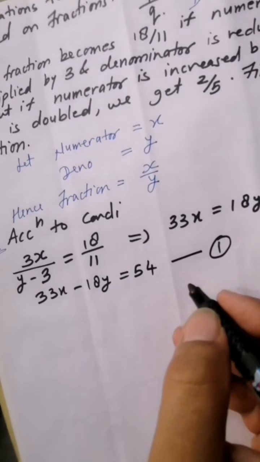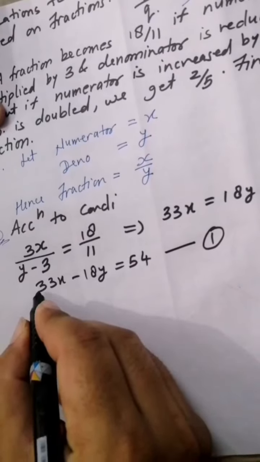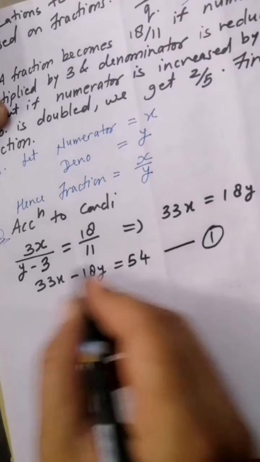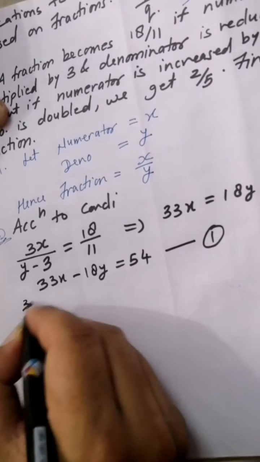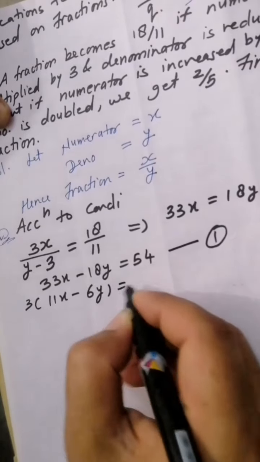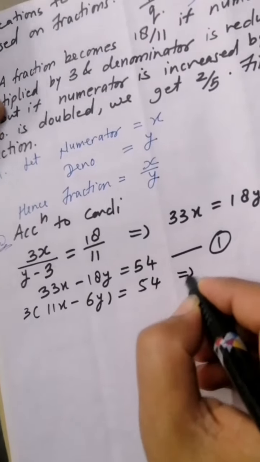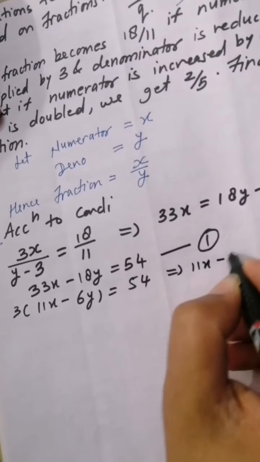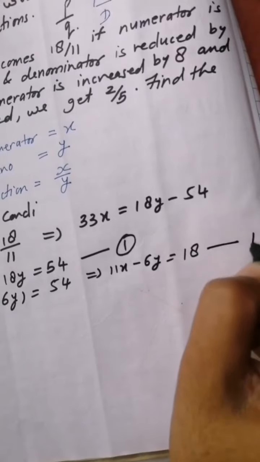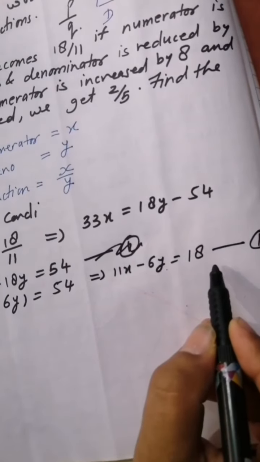Now before finding the second equation, you can see 33x minus 18y equals 54. I think 3 is common. So taking 3 common from both sides, we will get 3 into 11x minus 6y equals 54. Yes, 3 will go to the denominator. It will be 11x minus 6y equals 18. So equation 1, we will take this one: 11x minus 6y equals 18.